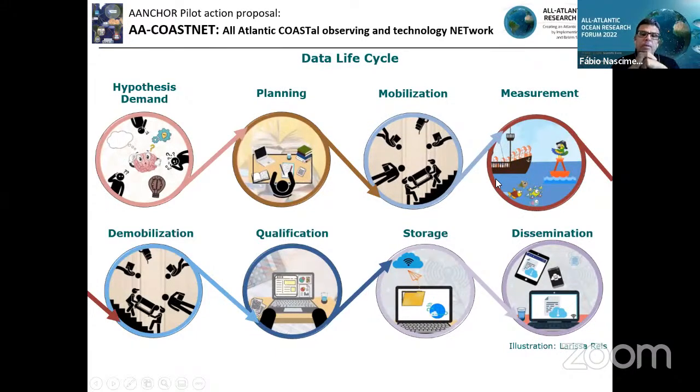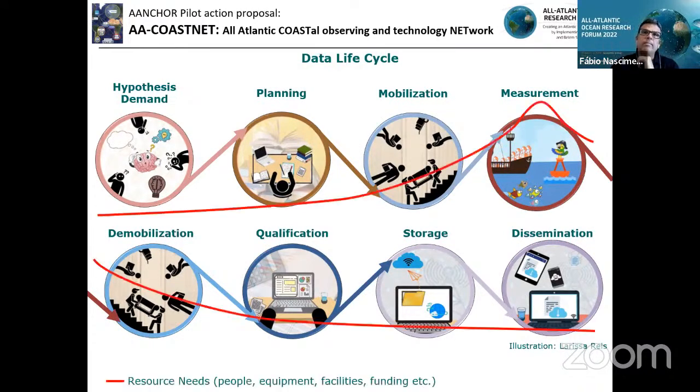The idea is that the adoption of best practices should embrace the entire data life cycle, from the definition of reports and demands until the dissemination of the data. And here we can see a hypothetical resource need curve, including people, equipment, facilities, funds, etc. We can see that the measure stage is where there is the greatest demand for resource. So we need to take care of previous and superior stages to provide good results for the communities that will use that.